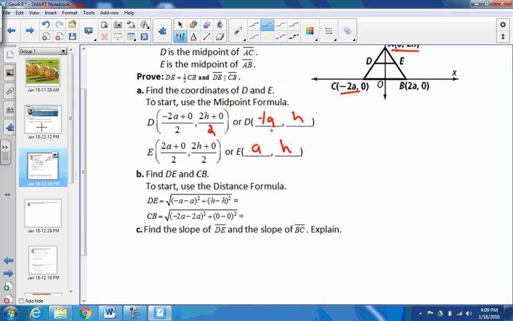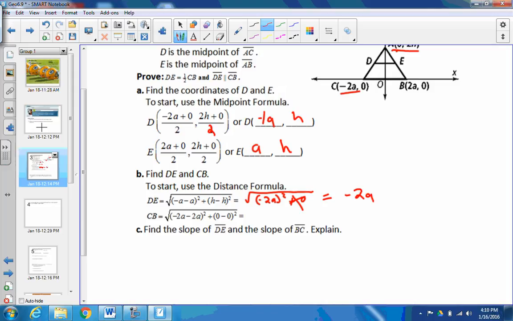x2 minus x1. So we're going to do negative a minus a. We could also do a minus negative a, but either way it's going to become positive because we're squaring it. So we're going to end up with the square root of negative 2a squared plus, then we do the h minus h, which is 0 squared. This is going to be 0. Now, since there's only one thing in there, there's no addition anymore. We can take the square root and cancel out the square root and the squared sign. So it is going to just be equal to negative 2a.